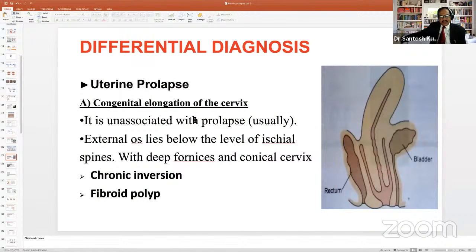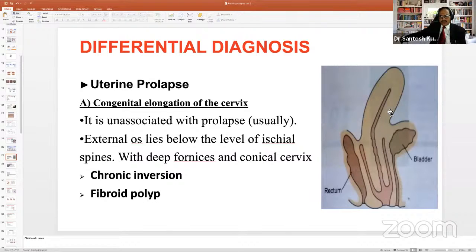Sometimes uterine prolapse needs to be differentiated from elongation of the cervix. Here you can see the cervix is elongated, but how can you differentiate whether it is prolapse or an elongated cervix? You can see there is deepening of the fornix. The length of the fornix has increased. If there is an elongated cervix, then the length of the fornix is increased.